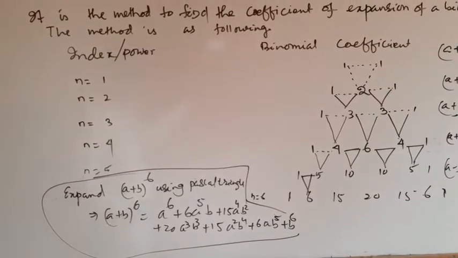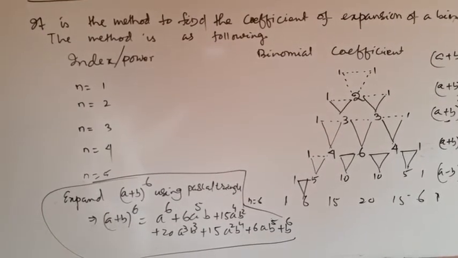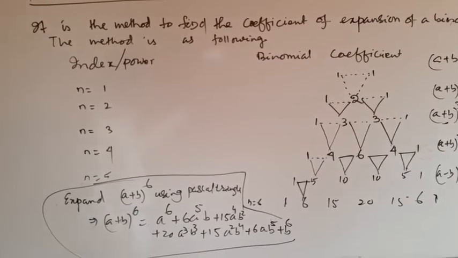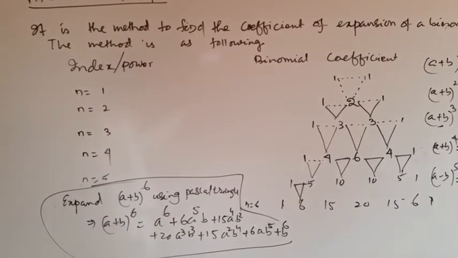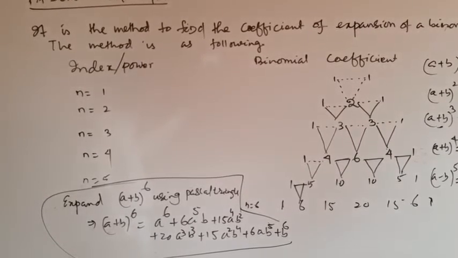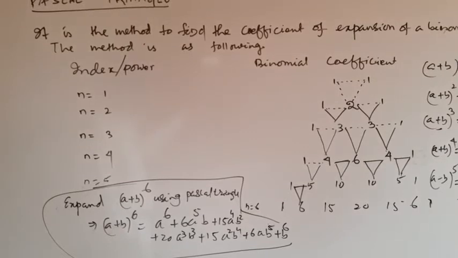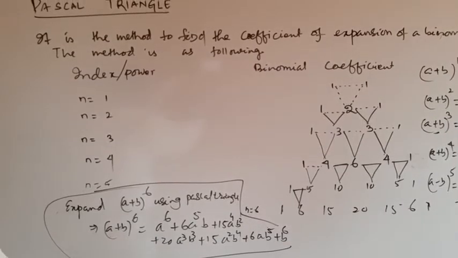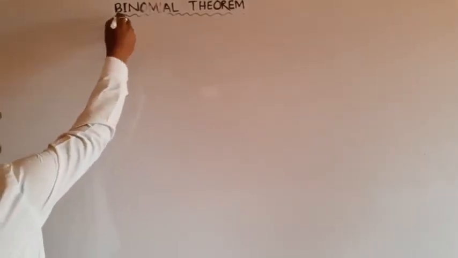Now this method is difficult because if the index increases, then it is difficult to expand the binomial expression. So to overcome this difficulty, one method is applied here, that is binomial theorem. Binomial theorem is the formula to expand any type of binomial expression, any power of binomial expression. Now the binomial theorem statement.